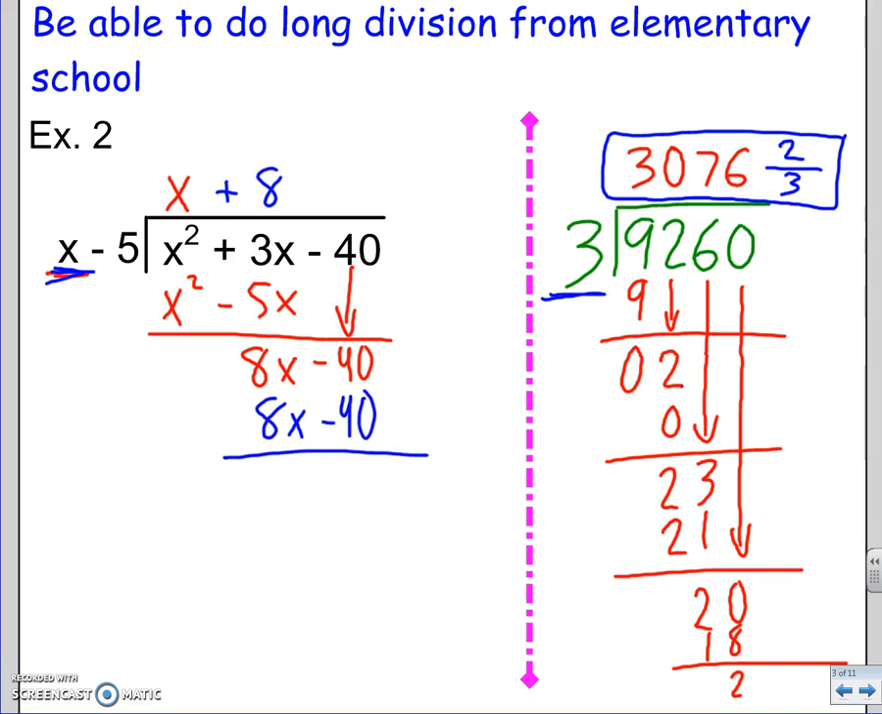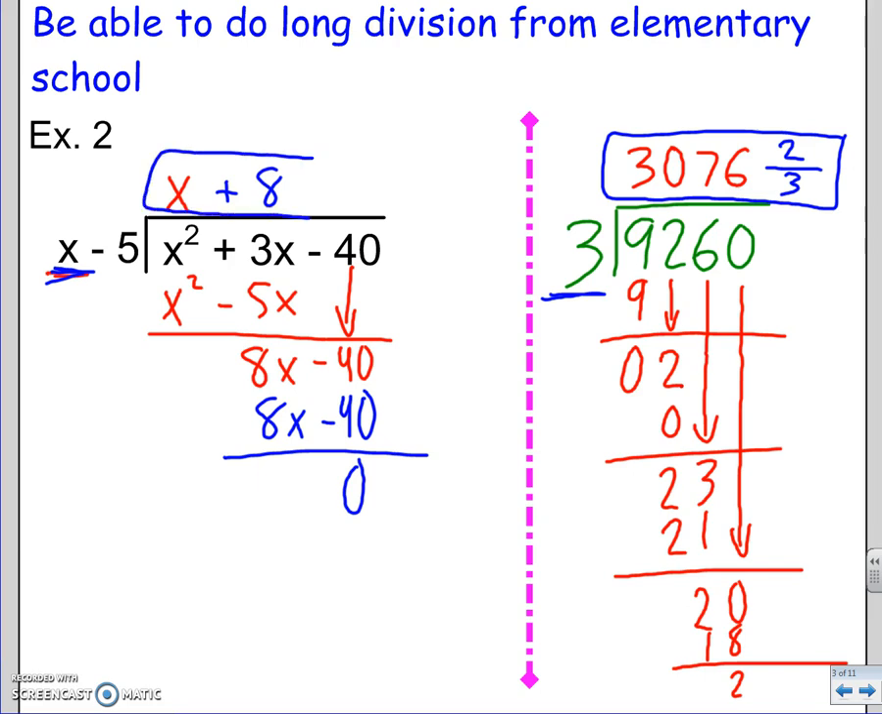Remember, we want them to match. Those 8x's are both positive, so they can cancel out, because really it's 8x minus 8x is 0. And then this next one, negative 40 and negative 40, they match. Really, that's negative 40 plus 40, which is also 0. So we're done. There's nothing to bring down. That's our remainder of 0.